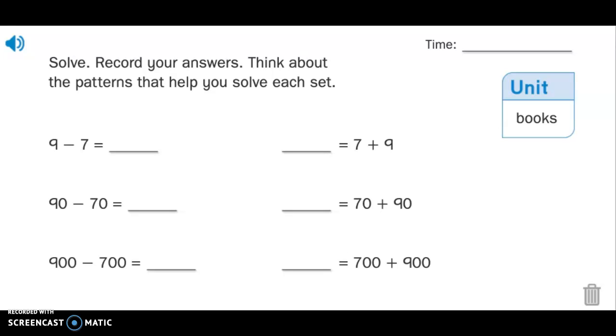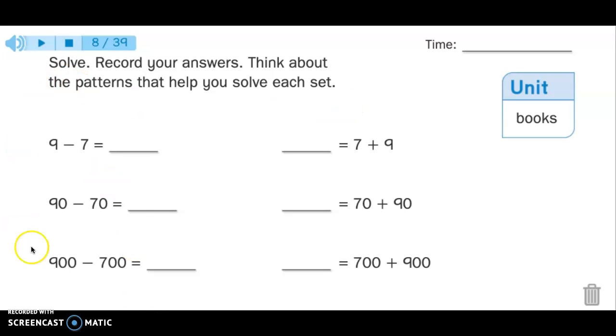We are starting Unit 2 today. So we're on Lesson 2-1. We're going to do our math message. So take out a separate sheet of paper if you have not and follow along with me. Okay, we'll listen to it as it reads to us. Math message. Solve. Record your answers. Think about the patterns that help you solve each set. Okay, so we're going to solve these, but we're going to think about the patterns.